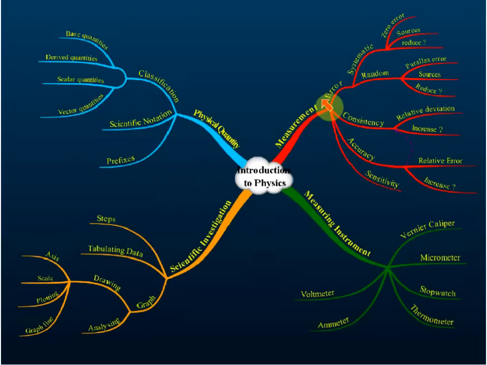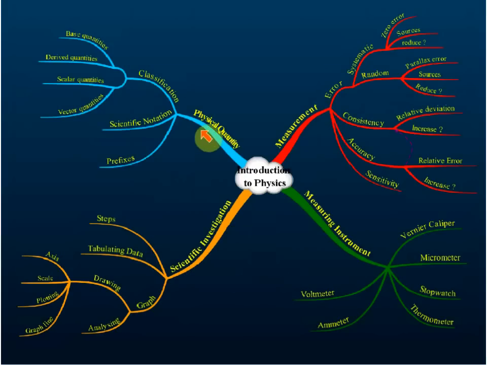So in introduction to physics, there are four main subtopics: physical quantities, measurements, measuring instruments, and scientific investigations. Maybe I'm going to skip scientific investigations, then I will teach scientific investigations in another lesson called technique in answering questions in paper 3, because this usually is related to the questions in paper 3.